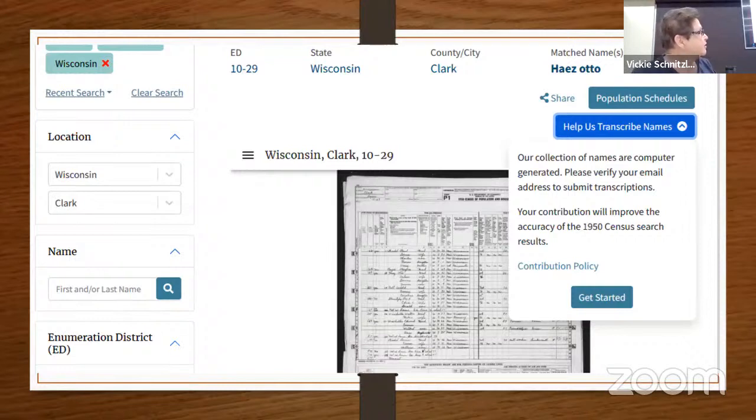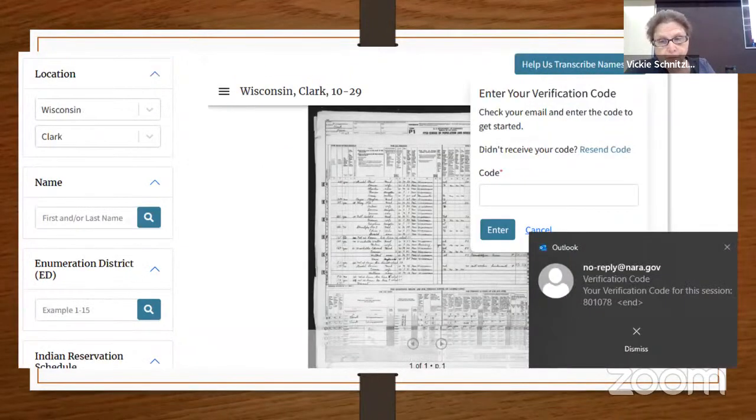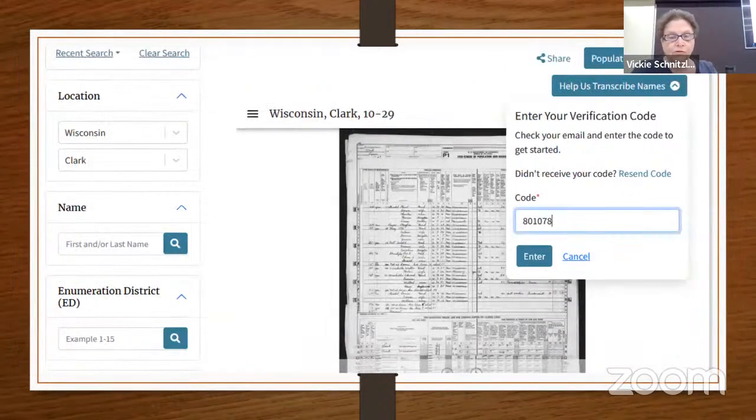So what we need to do is get started. So we click on the get started button, next frame. And they want your email address. So I did that and I hit enter, next slide. And a little code popped up. So what I needed to do was take that code number, the 801078, and put it up in that box where it said code. Next slide. Which is what I did. And then I hit enter, next.